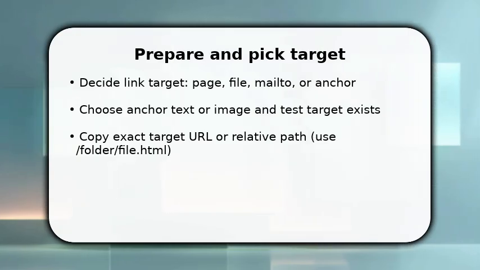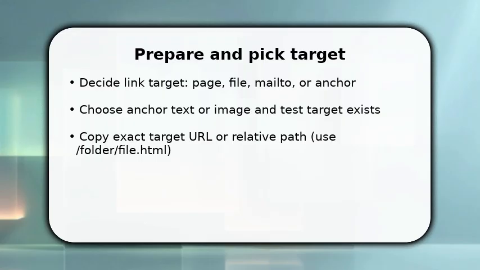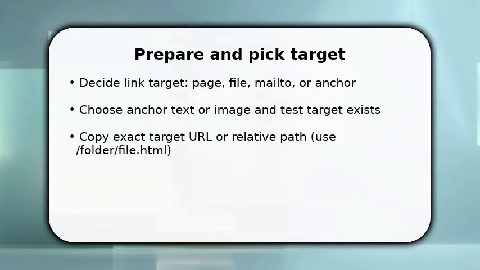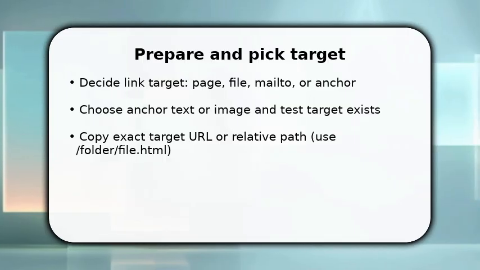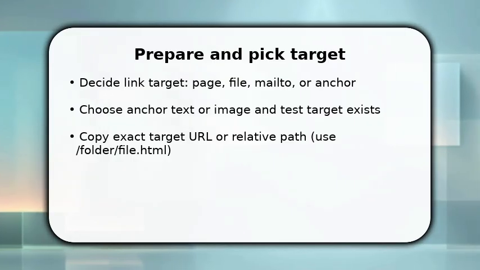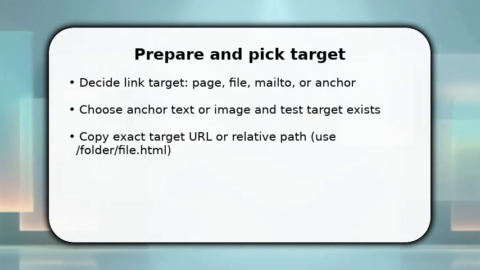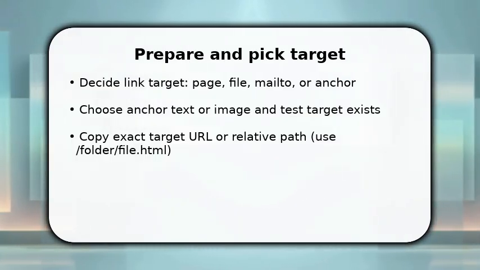Enjoy the video. You start by choosing the link target and why you want it. Once decided, pick clear anchor text or an image to click. Make sure the target exists by opening it in a browser, and then copy the exact URL or construct a relative path for internal pages. If you need an email link, use mailto:address@example.com. This first step prevents bad links later and sets consistent, accessible text for users to understand what they will get.